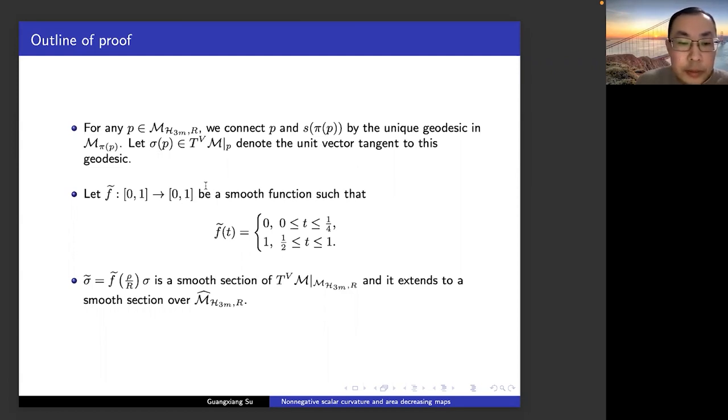And for technical reasons, we define a smooth function F tilde, such that between zero and 1/4 it is zero, and from 1/2 to 1 it is one. We use this function and the vector sigma to define the smooth section sigma tilde of the vertical tangent bundle, and we can extend it to a smooth section over the glued manifold of the cone fibration.